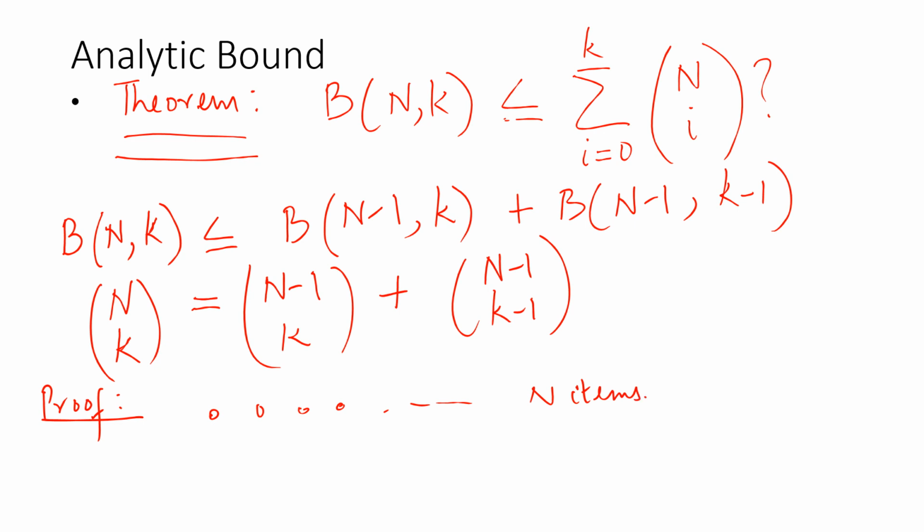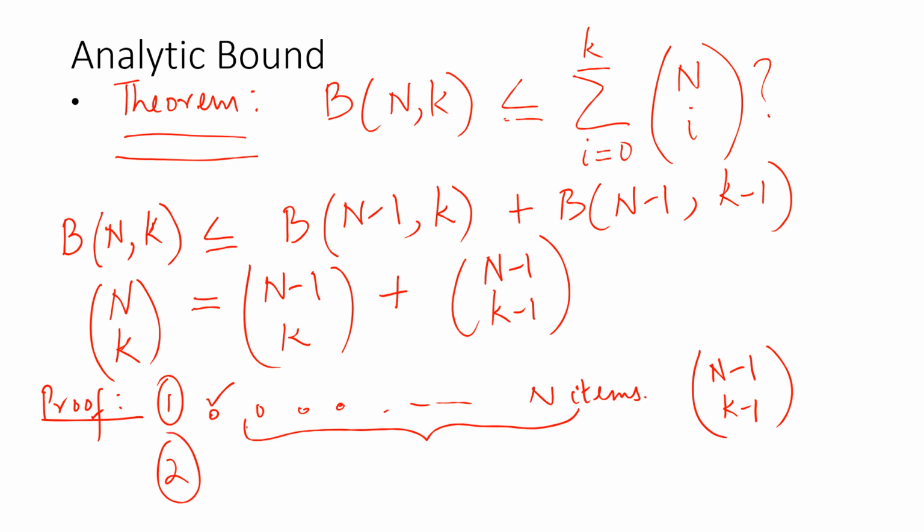There are two possibilities when I start choosing items. The first possibility is that I select this item. Then the rest of the choices: I have n minus 1 items left and I need to choose k minus 1 items. Remember the original problem was n choose k, which means I had n items and I had to choose k. So this is the first possibility.